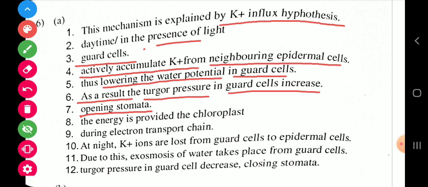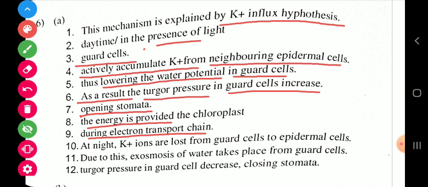The energy is provided, right? How is the energy provided? It's provided by the chloroplast, during the electron transport chain. So the energy is provided by the chloroplast during the electron transport chain to accumulate this K plus.